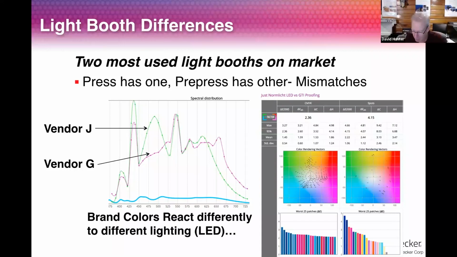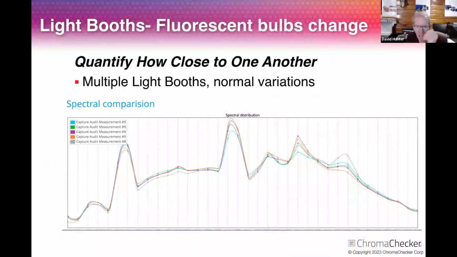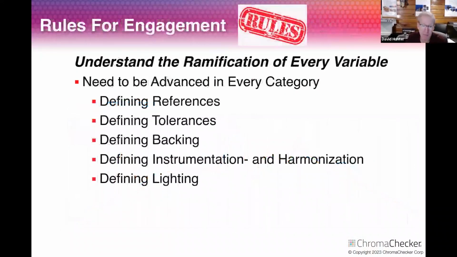So understanding how your light booths are measuring color is also key, which is another capability of the ChromaChecker system. Here's a light booth over time. Again, nothing stays stable. A light bulb ages. An LED light bulb ages a lot less than a fluorescent light bulb, which is a reason to change to LED. But when color is critical, these are things to keep in mind.